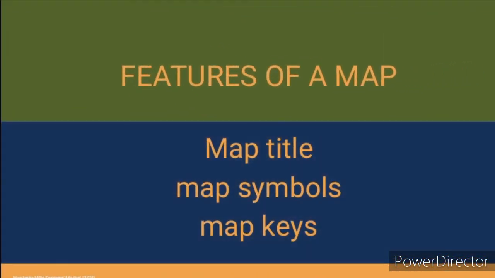What are the things that we'll find on a map? We'll find the map title. The map title is what tells us the information that we'll find on the map. We have the map symbols. The map symbols are diagrams in a map that represent different things on the map. The map key, on the other hand, tells us what the map symbols represent.